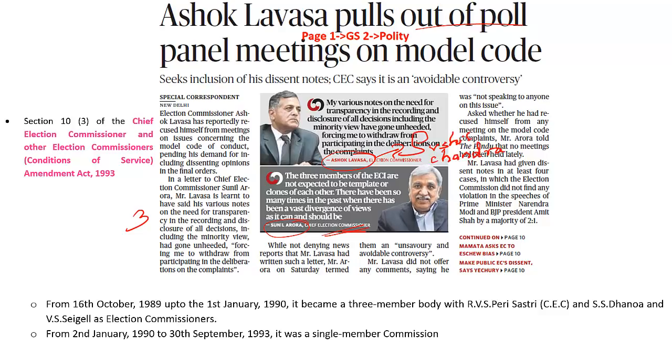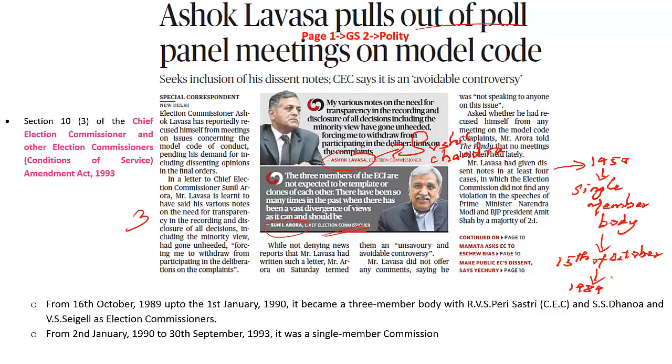Now let's flip through the history pages. Has the Election Commission of India been a multi-member body from the very beginning? The answer to this is no. It has not been a multi-member body from the beginning. It was a single member body from its composition in the year 1950, up until 15th of October 1989, with a chief election commissioner.